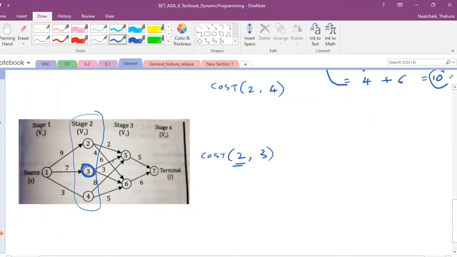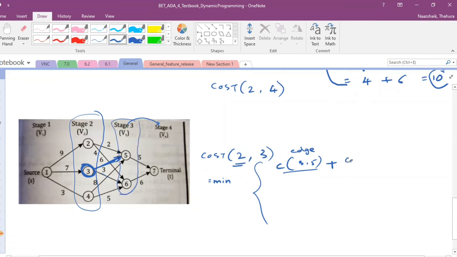So I have to see all the direct possible edges and what is the cost of going from stage 3 to stage 4. That's what we have to see. Whatever is minimum. We may have more than one option or we may have just one option. We'll see. So first one is the direct cost from 3 to 5. Remember, this is an edge, plus the cost of going from this stage 3 vertex 5 to the destination.